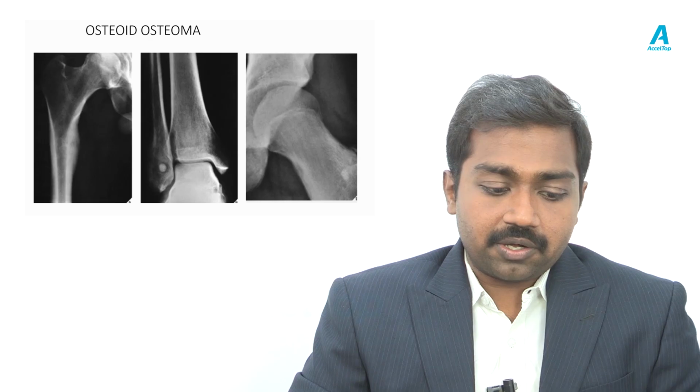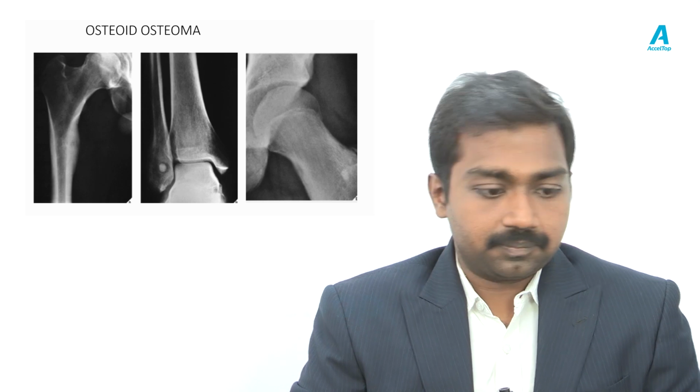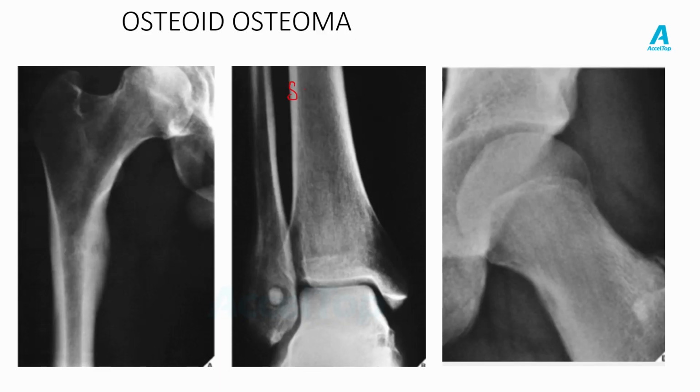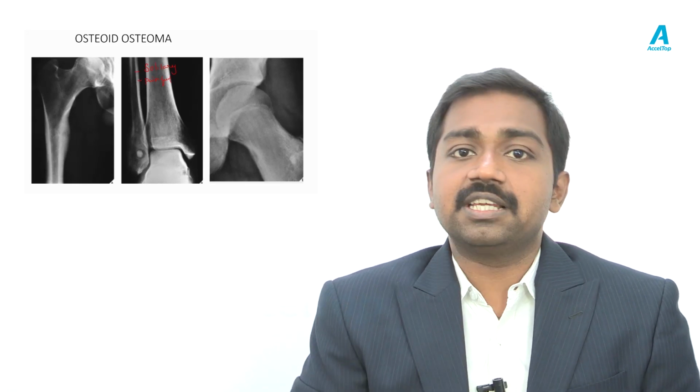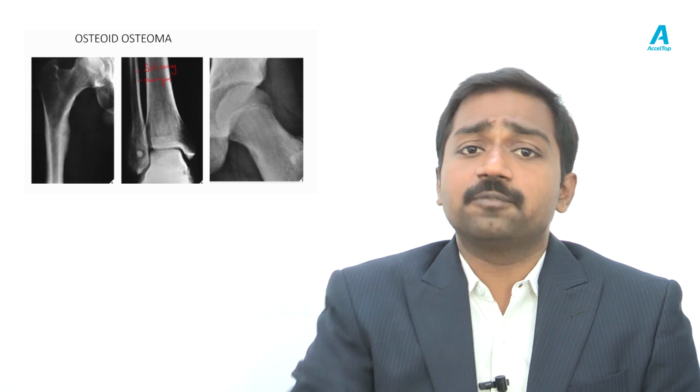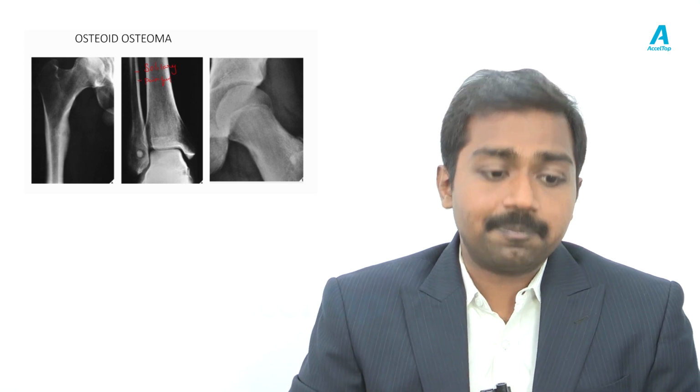Now, related to osteoid osteoma, what are all the points you must know? Remember, it is a solitary lesion, very rare for an osteoid osteoma to occur in multiple lesions. It is a solitary lesion, but highly painful. Why is it so painful? Just think about it. Because the nidus we are talking about actually contains prostaglandins, and the job of prostaglandin is to create pain and inflammation. So obviously osteoid osteoma will be a very painful condition. So it's a very painful bone tumor.